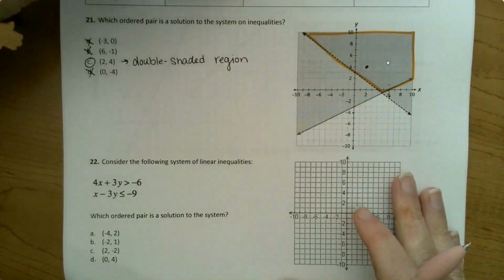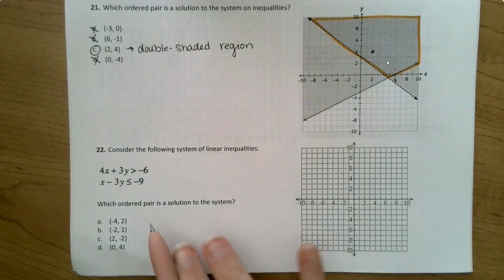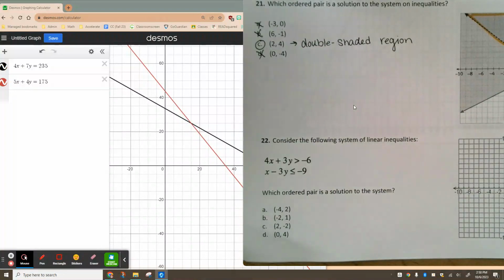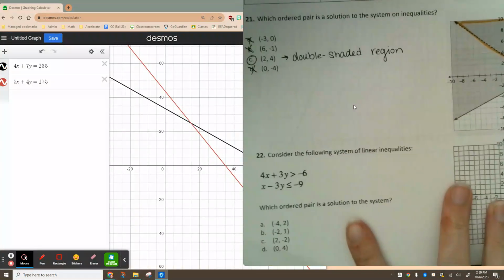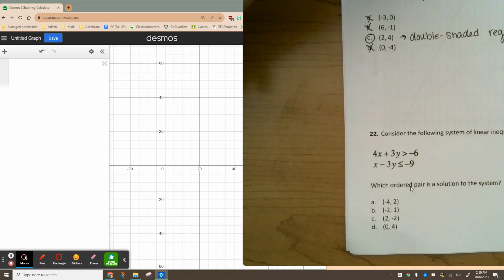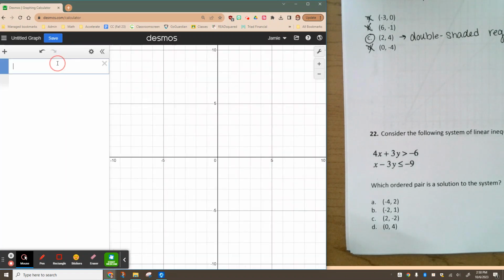Okay, number 22. Consider the system of linear inequalities. Which ordered pair is a solution? Okay, so the only way to solve this is to graph. And again, why not use Desmos? Especially considering these are not in y or slope-intercept form, we're going to type it in. This is an ugly one, so we're just going to do the best we can.